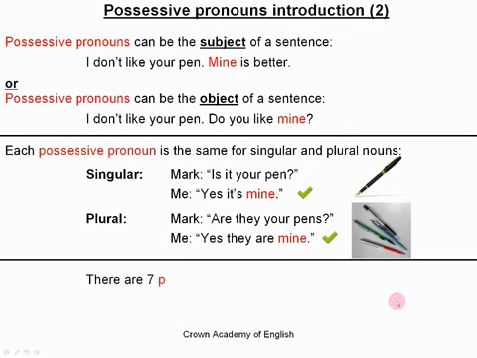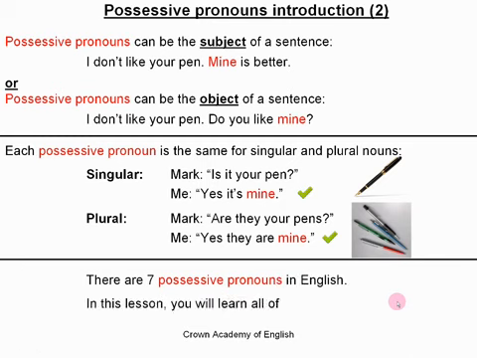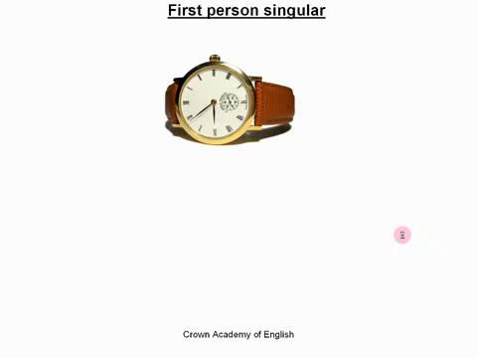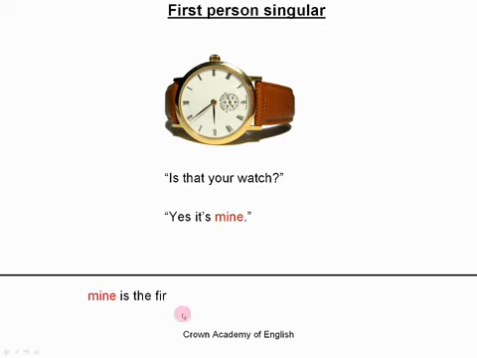In English, there are 7 possessive pronouns, and in this lesson you will learn all of them. First person singular. Is that your watch? Yes, it's mine. So mine is the first person singular. And the personal pronoun is I.